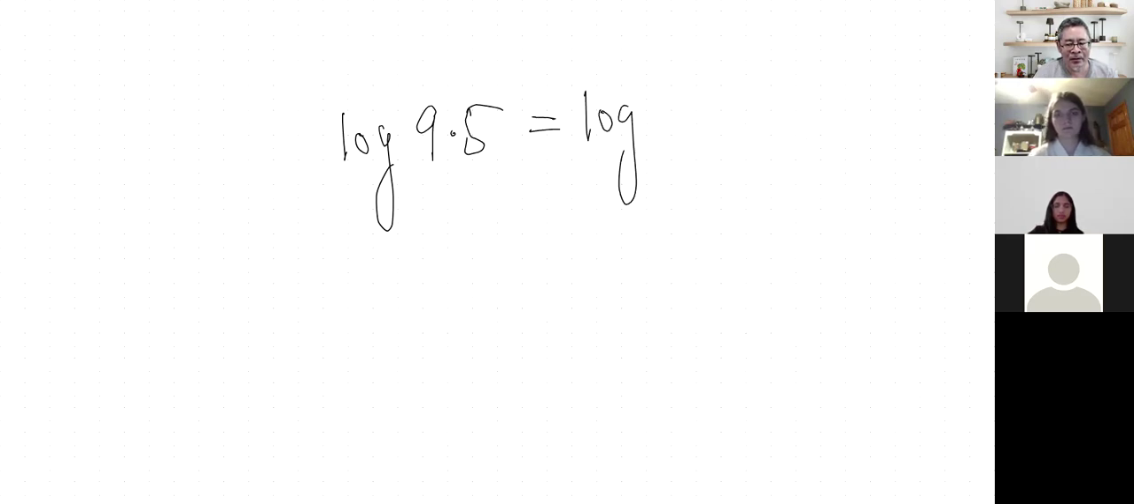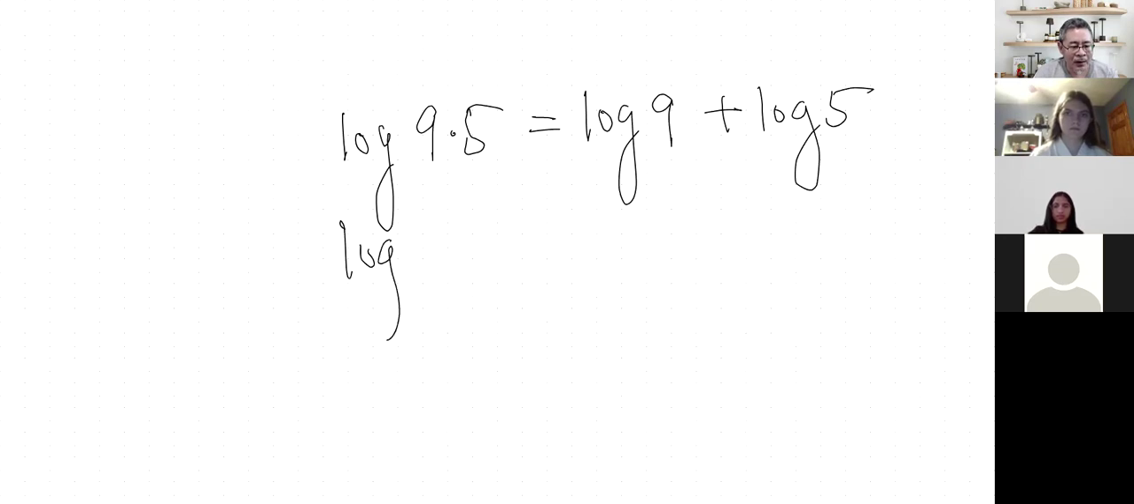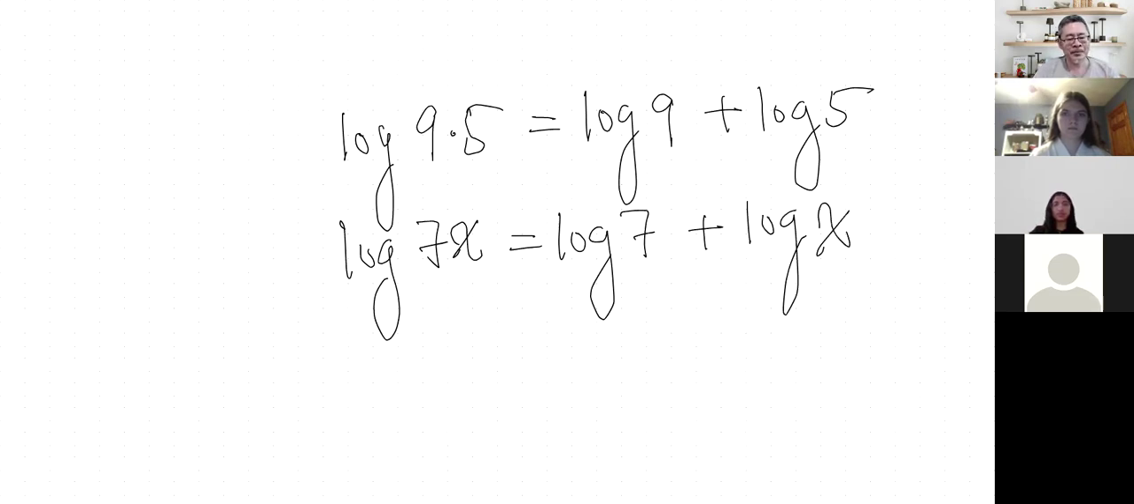Okay, let's see what we can do. Log 9 times 5, then we can write it as log 9 plus log 5. Now, if you have log 7x, then we can write it as log 7 plus log x. Okay, that's our first rule.